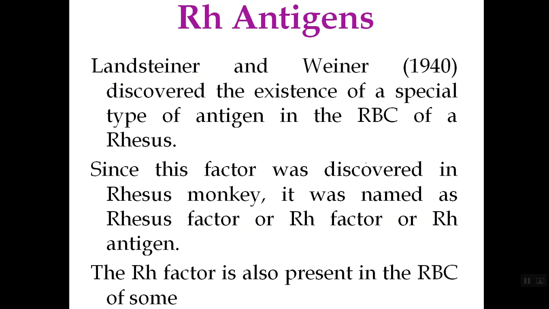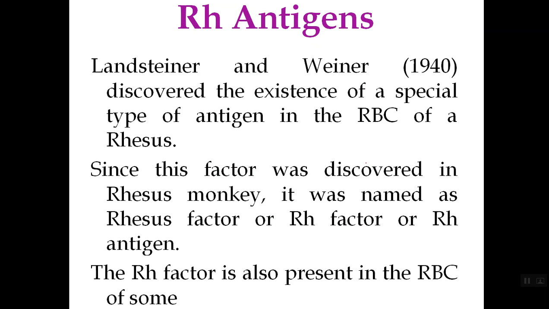Next is Rh antigens. Landsteiner and Wiener in 1940 discovered the existence of a special type of antigen in the RBC of a rhesus monkey. So this antigen, which is present in the rhesus monkey, was showing structural similarity with the antigens or the factors present on the surface of the human RBCs. Since this factor was discovered in the rhesus monkey, it was named as rhesus factor or Rh factor or Rh antigen.